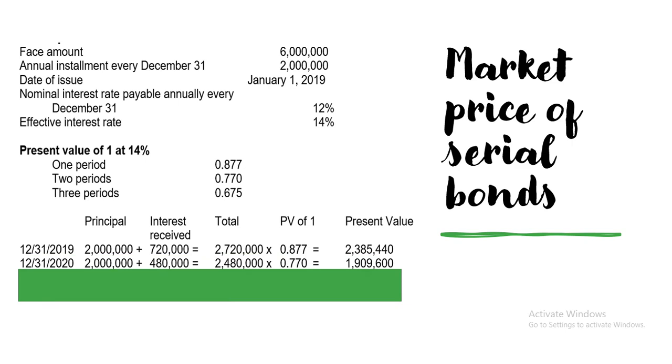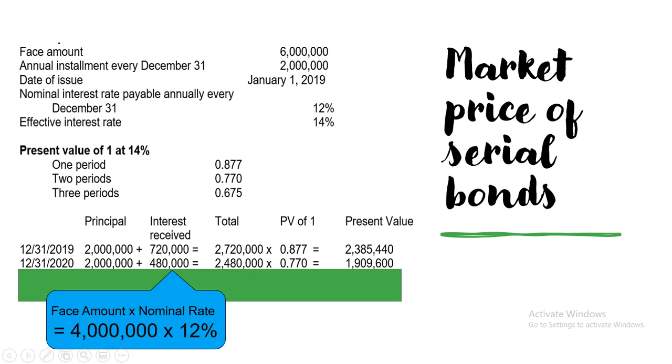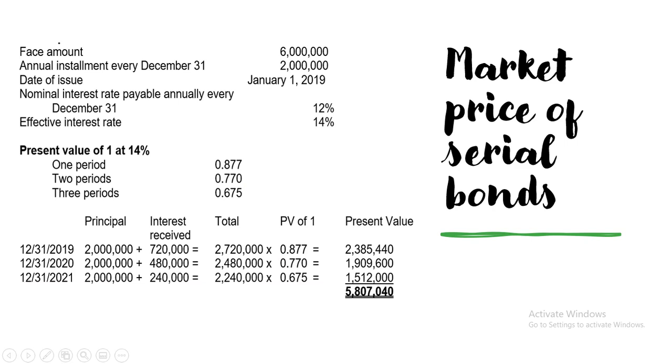Now, for the next year is 2 million pa rin yung ma-receive niya for the principal plus interest received na 480,000. So, bakit siya 480? Kasi nga, the face amount of the bonds is now 4 million. Kasi we deduct 2 million the annual installment. Times 12% the nominal rate. So, 480,000. The total cash inflow is 2,480,000 multiplied by the present value of 1, 0.770. So therefore, the present value here is 1,909,600. And the last one, December 31, 2021, 2 million plus 240 interest received.